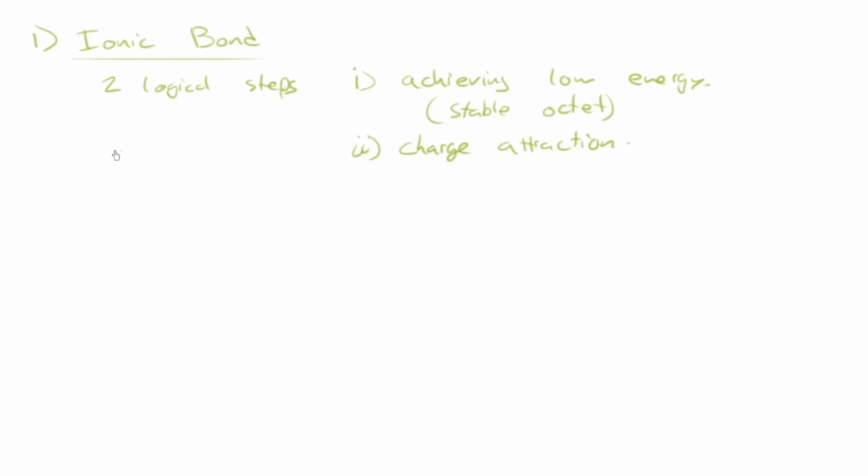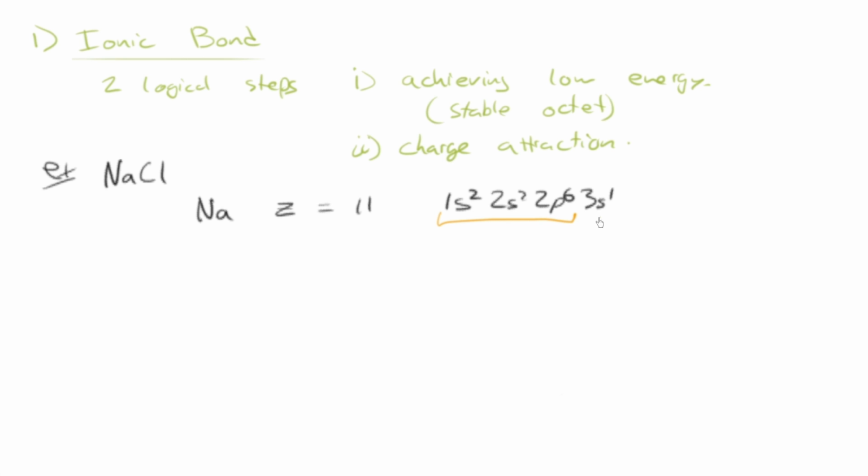Okay, and I think the best way to illustrate this is with an example, and why not an example that we've already got a bit of knowledge of, sodium chloride. So neutral sodium has an atomic number of 11. So the electron configuration is 1s2, 2s2, 2p6, 3s1. And we look at that and we say that's irritating. Why is it irritating? Because it's just got this one pesky electron that is keeping it from having octet stability, 2s2, 2p6.